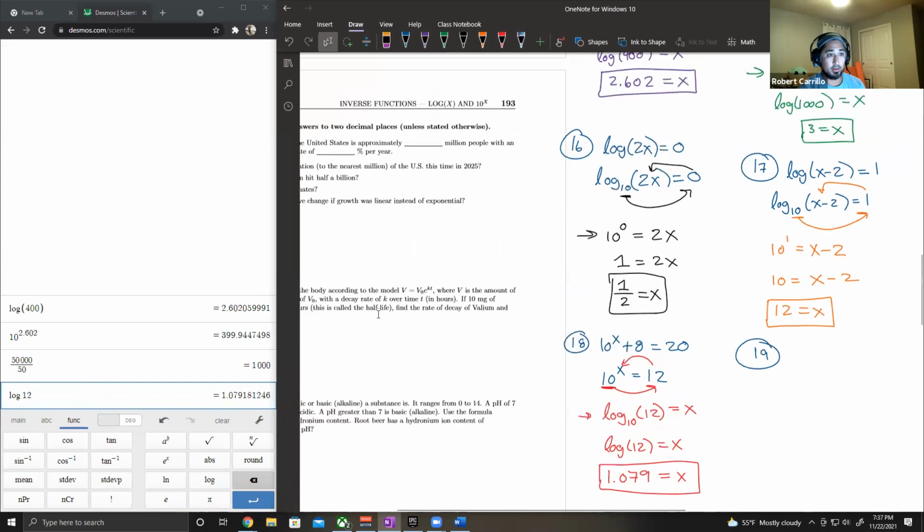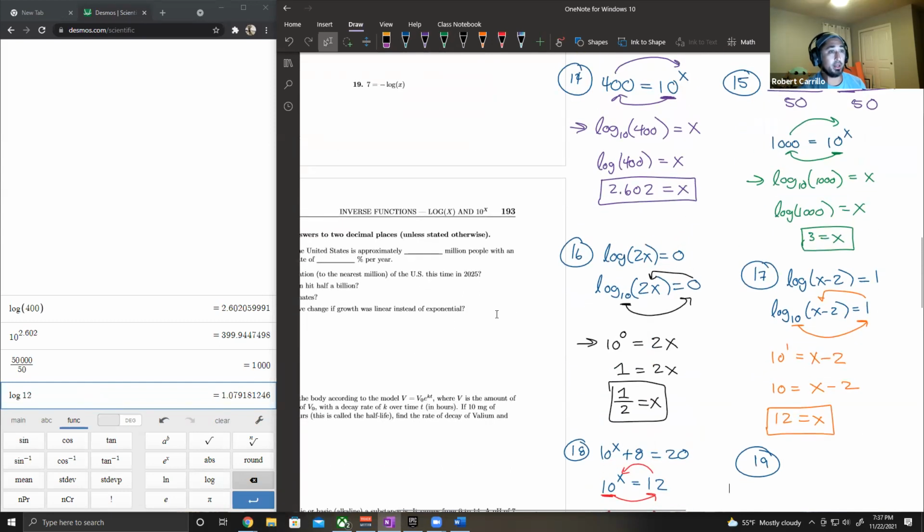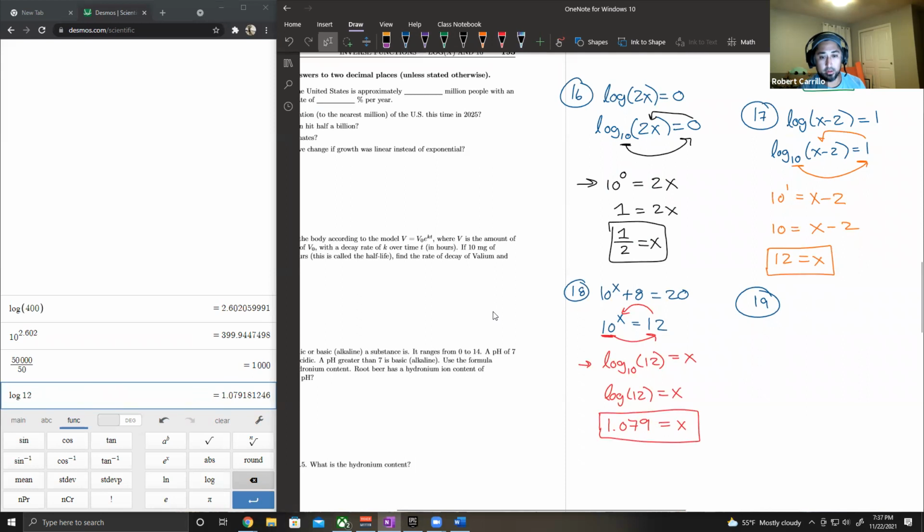19. 7 equals negative log x. So this will be like 16 and 17. We need to solve for x, but right now, x is trapped inside the log. So we need to convert from log to exponential. But before we convert, we have to get rid of this negative. So all we're going to do here is divide by -1.